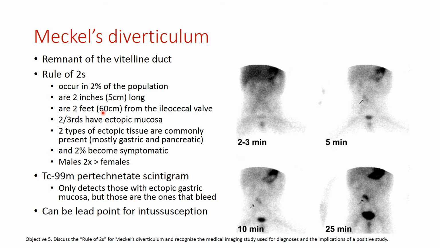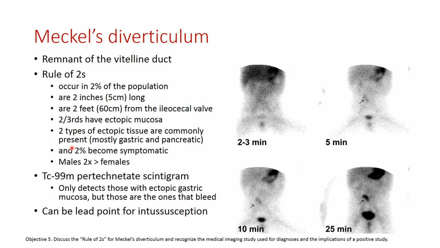The rule of twos that I'll put up here, just because it's fairly comprehensive, is these occur in 2% of the population. Meckel's diverticula are generally about 2 inches long. They are within 2 feet of the ileocecal valve, so within 2 feet, not 2 feet from it, and they're on the ileal side. Okay, so they're part of the ileum, but they're within 2 feet of the ileocecal valve. 2/3 of these have ectopic mucosa, and there are 2 types of ectopic mucosa: gastric mucosa, which tends to cause bleeding within Meckel's diverticula, and pancreatic mucosa.